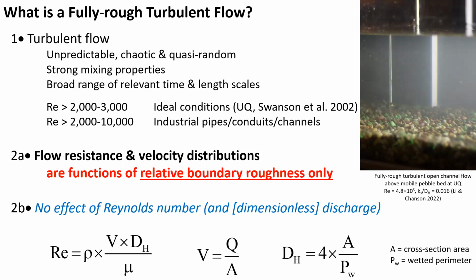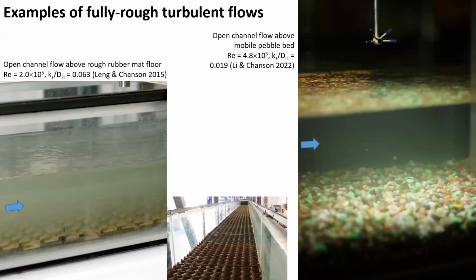In the context of a fully rough turbulent flow, the flow resistance and velocity distribution are further functions of the relative boundary roughness only, without any effect of the Reynolds number or any dimensionless discharge. Examples of fully rough turbulent flow are shown here, with a pebble bed channel on the right and a channel on the left with some industrial rubber mats on the floor.